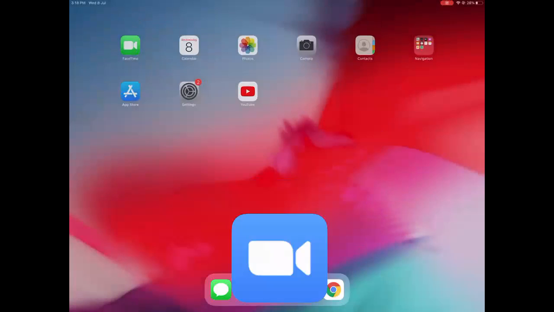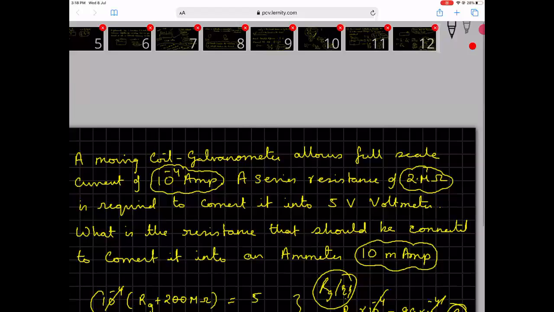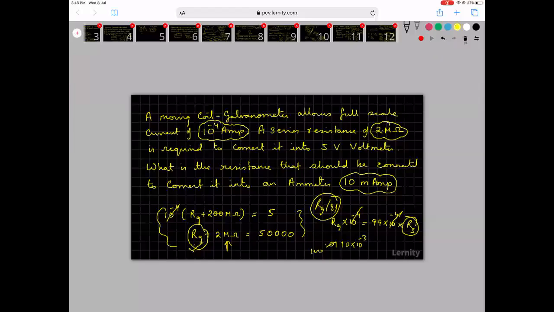I have completed this concept of voltmeter, galvanometer, converting galvanometer to voltmeter, converting galvanometer to ammeter. This is a very, very important concept. You get 5-mark questions also. You get questions in the JEE Mains also. This is not removed from your syllabus. Full thing is there in your syllabus.